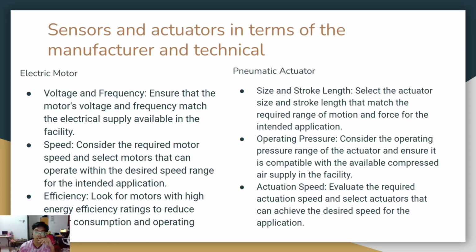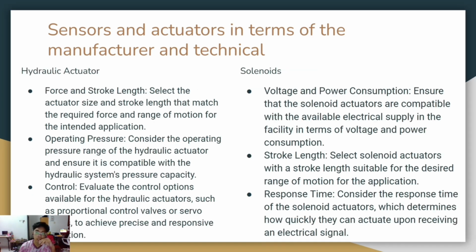Pneumatic actuator size and stroke length: select the actuator size and stroke length that match the required range of motion and force for the application. Operation pressure: consider the operation pressure range of the actuator to ensure it is compatible with the available compressed air supply in the facilities. For actuation speed, evaluate the required actuation speed and select an actuator that can achieve the desired speed for the application.